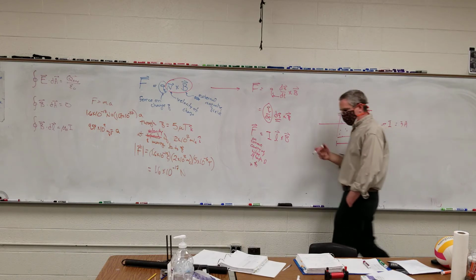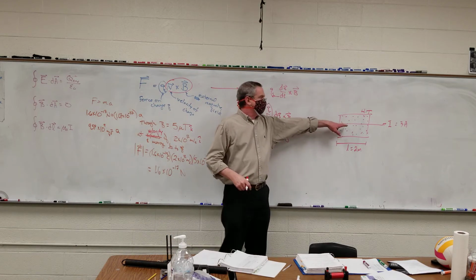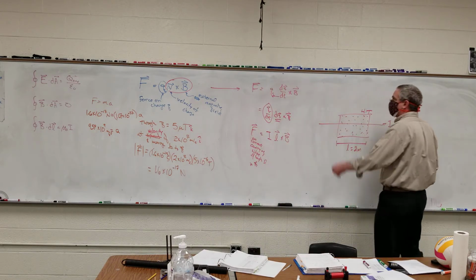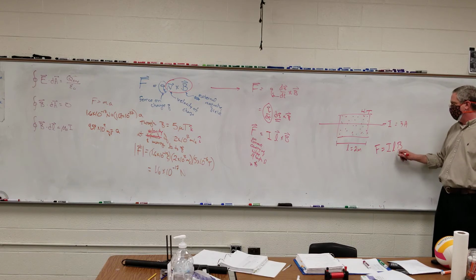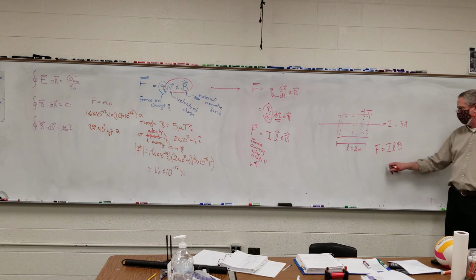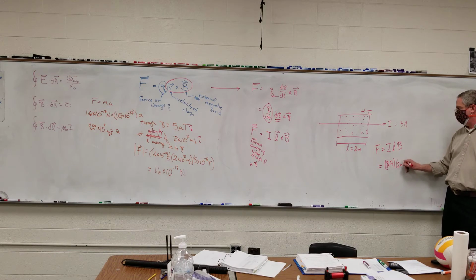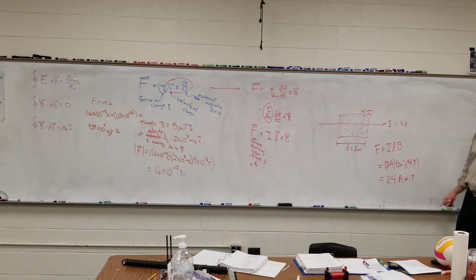I know the force is a vector. I got 2 pieces to it: magnitude and direction. My current here, my wire, is perpendicular to the magnetic field, so my cross product, the magnitude, is just going to be ILB. And so this becomes 3 amperes times 2 meters times 4 Tesla, which is 24 ampere meter Teslas, which is just 24 newtons.